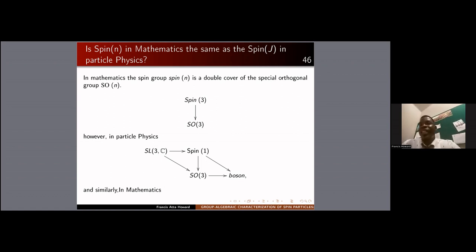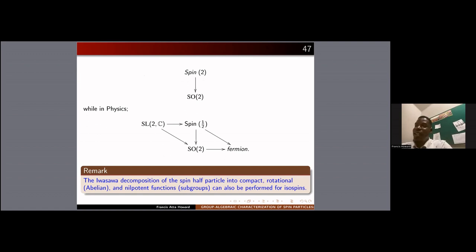Similarly, when we consider spin 2, the spin 2 in mathematics has the structure of the SU2 or the SO2, which is a double cover. However, in physics, the SO2 can be found in the SL2C, which is also from the spin half, which are fermions. So the two groups of spins will never be the same. They can never have the same property as it is argued by physicists and mathematicians when they deal with the standard model and the gauge theory.